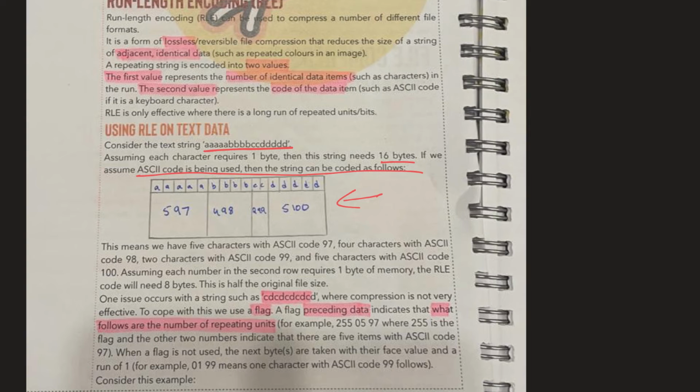So this means we have 5 characters with the code 97. Why is that so? There are 5 A's occurring and the ASCII code for A is 97. In the same way, there are 4 B's, which is 98, 2 C's, 299, and 5 D's, so 5100. So rather than 16, we count 1, 2, 3, up to 13. So we have 13 bytes used overall, and this reduces our memory usage.